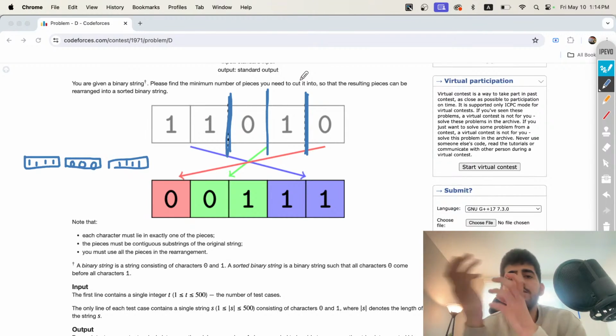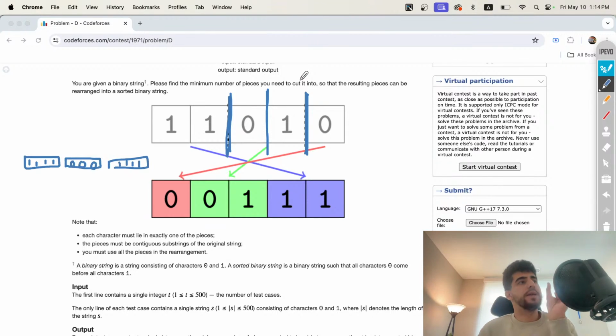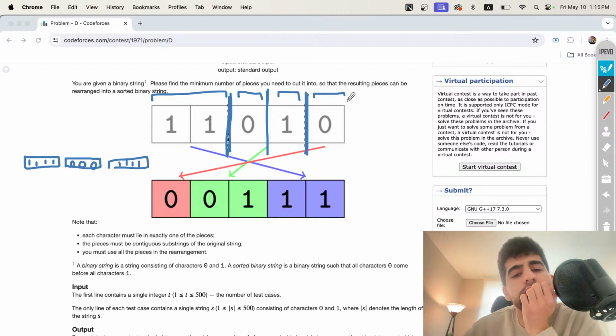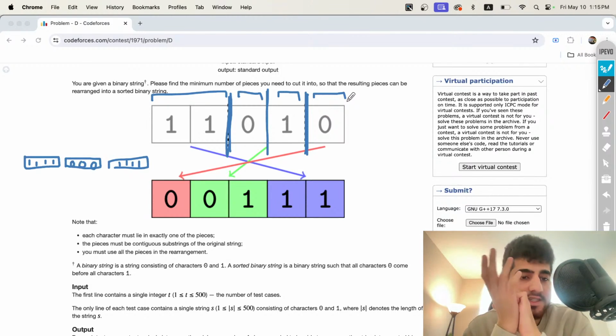So one way to make the string sorted is to make all of the parts have the same letters. So we have blocks of ones and blocks of zeros. We have a block of ones here, a block of zeros here, a block of 1 here, a block of 0 here. The point is, we can always do this, but it's not necessarily optimal.